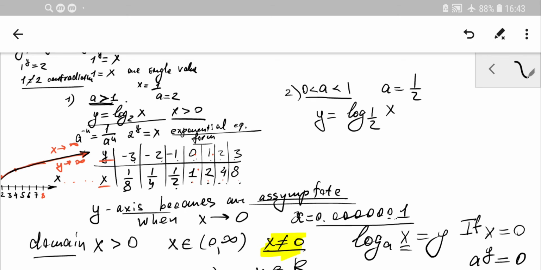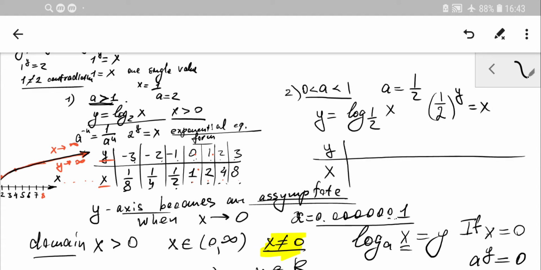Okay, so one more time we can express it in the form of exponents, so that's why we'll get 1/2 to the power of y equals x, and again we can set up the values of y and x. Let's create the table. In this case I'll take fewer points, 1 and 2. So we'll get for y the same set of points, I just shrink the range for y, and let's calculate what the x value will be.